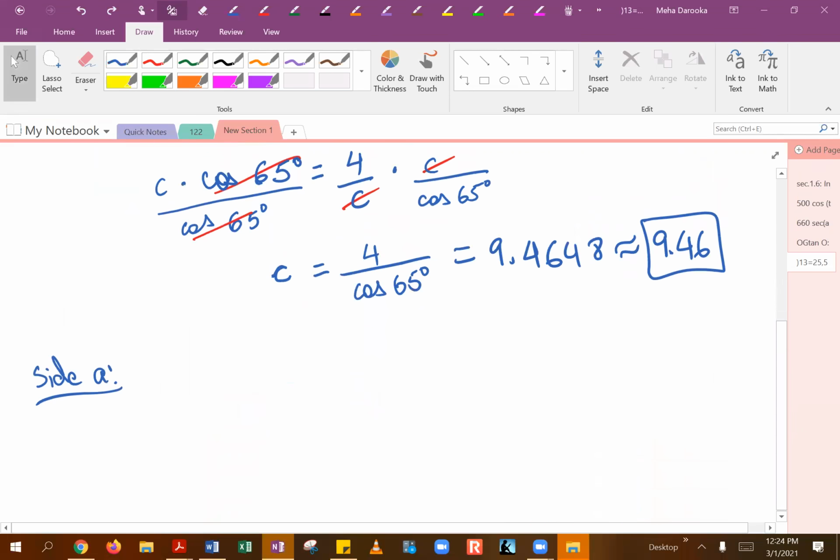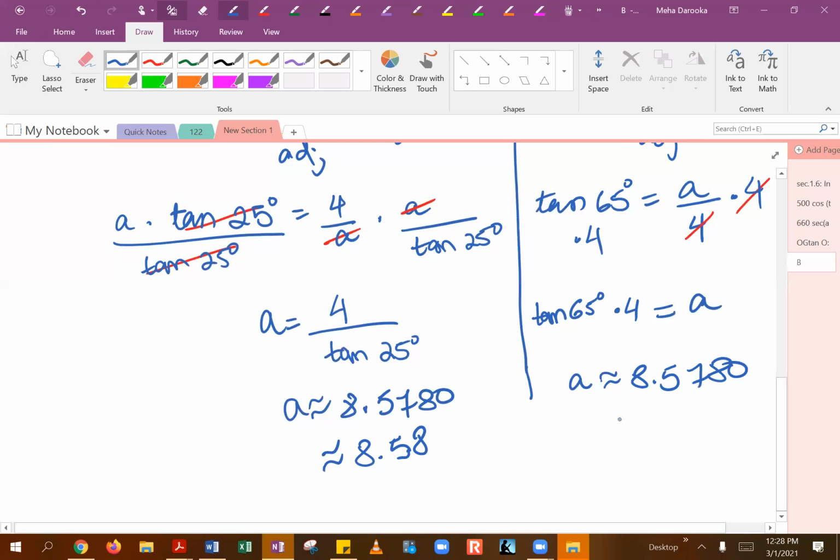So let's do a quick check. I will do 4 divided by tangent of 25, which is giving me 8.5780. So round it off to 2 decimal places. That's 8.58. And if we did 4 times tangent of 65 degrees, same thing, 8.5780, which rounds off to 8.58.